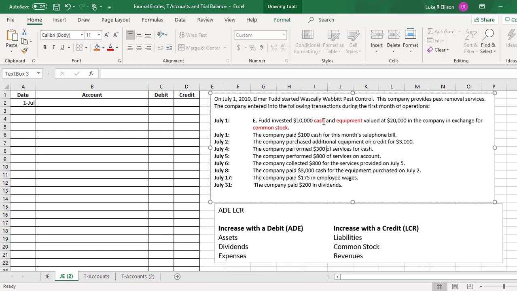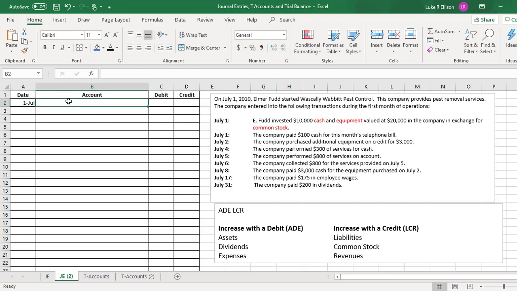From the perspective of the company, they are gaining cash. They're getting 10,000 cash from this guy, E. Fudd. So cash, if we remember, is an asset. It's something that we own or control. So if we are getting cash from the perspective of the company, that means cash is increasing. So we have an asset that is increasing. So that means it's going to be a debit to cash. So we can put that in our journal entry here, cash, and for the debit column, that's going to be $10,000.